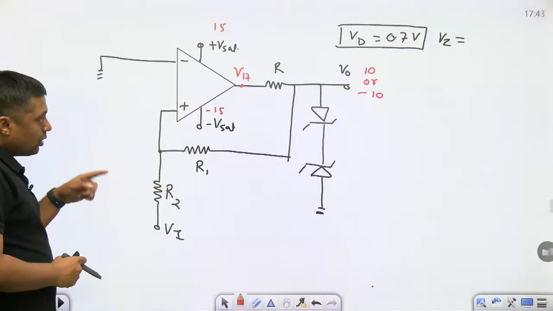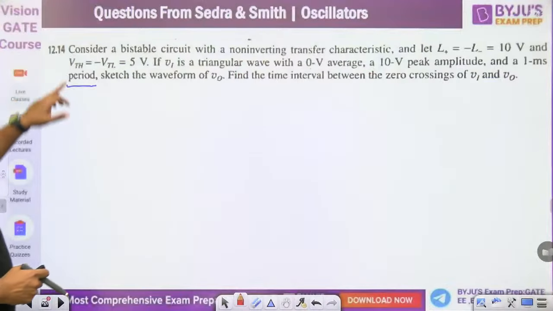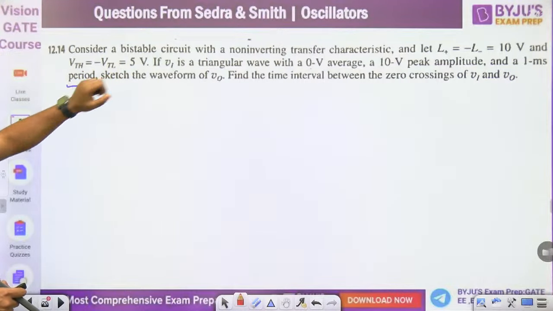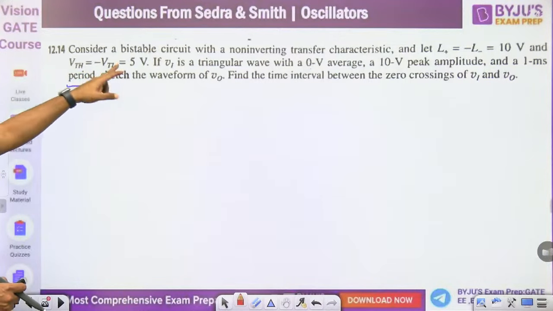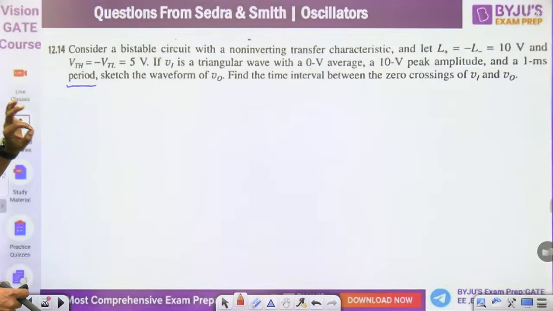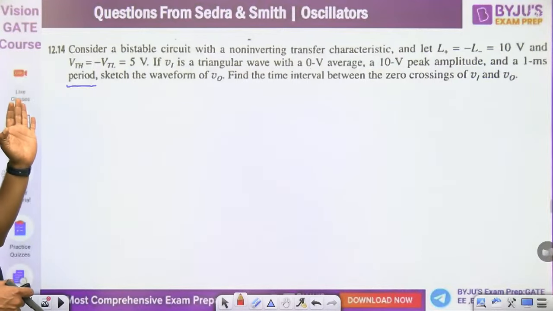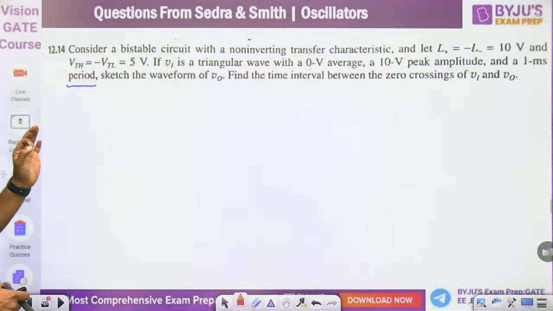Now, threshold voltage, so what is given? Consider a bistable circuit with non-inverting transfer characteristics. Limited voltages are 10 volt. Threshold voltages are plus 5, minus 5 volt. If Vi is a triangular wave with a zero average, 10 volt peak amplitude and 1 millisecond period. Okay.